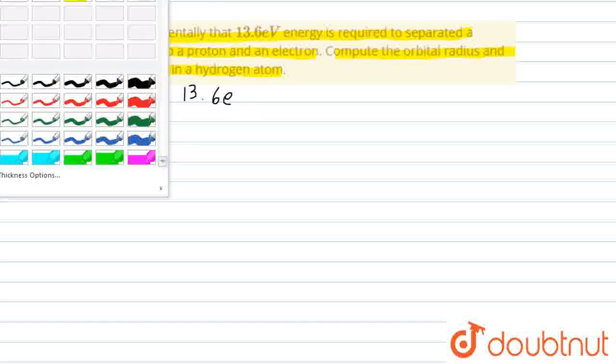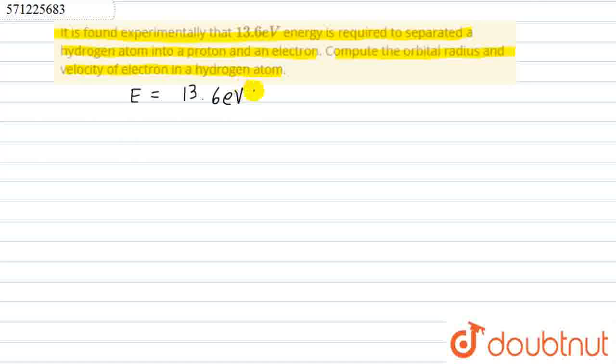So the total energy, which is represented by E, is given as 13.6 electron volt. This is the energy required to separate electron and proton in a hydrogen atom. So we are given with the total energy.